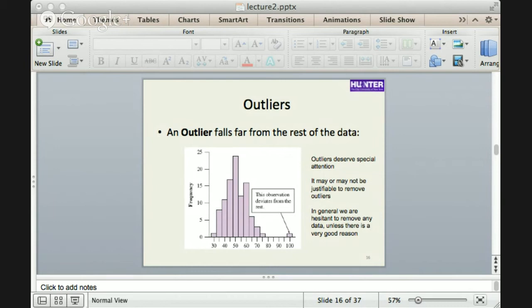So looking at these on a box plot, sorry everyone, we're on slide 21 now. I have to remember to update this.